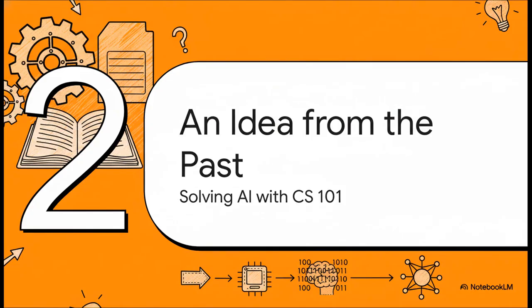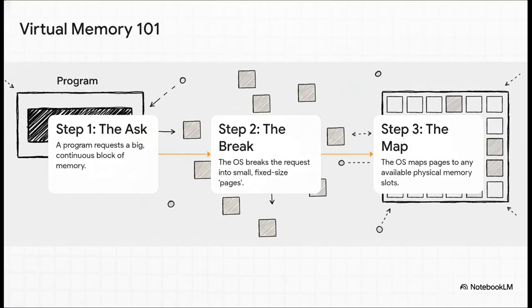Okay, so how do you fix a problem this fundamental? Well, the answer is so cool. It doesn't come from some brand new futuristic tech. It comes from looking backwards to a brilliant idea from the very history of computer science. Way back in the 60s, right? The people building operating systems had a very similar problem. And their solution was pure genius. They called it virtual memory.